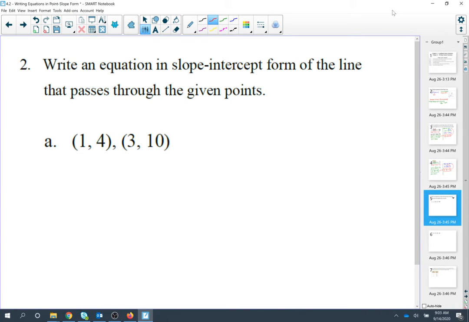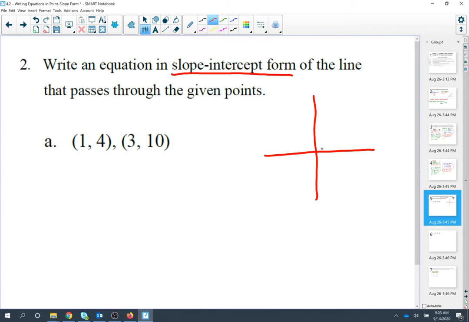Example 2. Write an equation in slope-intercept form of the line that passes through the given points. And they specifically say here, slope-intercept form. Now, if I'm going to do slope-intercept form, one of the things I would need is the y-intercept. So I have 2 points. Let's just graph these real quick to kind of see what's going on.